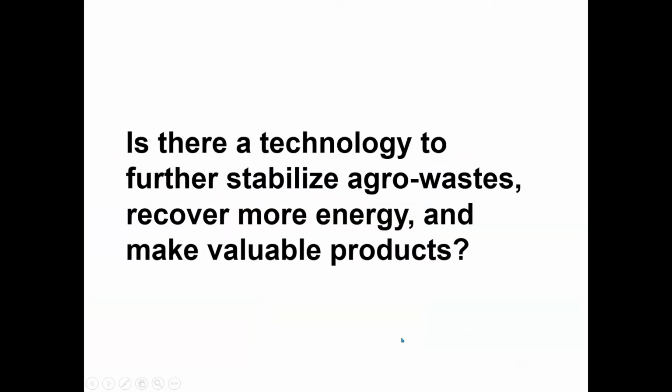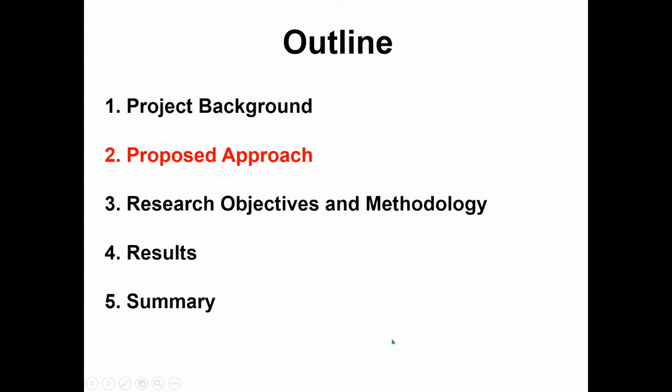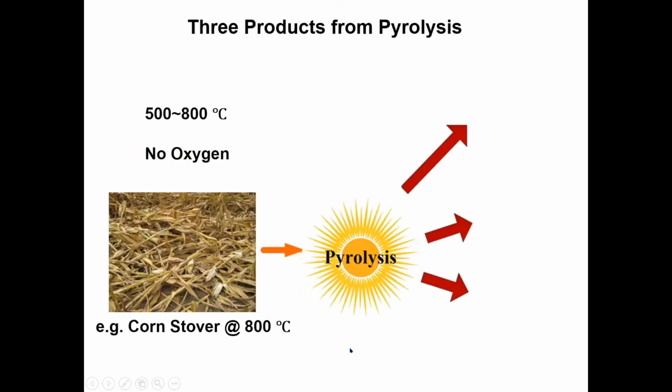So we are thinking, is there technology to further stabilize agricultural waste, and also recover more energy and make more valuable products? Maybe pyrolysis can do that. First I want to talk about conventional pyrolysis products. Pyrolysis is a process which can be dated back to thousands of years ago, like in ancient Egyptian time. Pyrolysis is a thermochemical decomposition of organic material at elevated temperatures in the absence of oxygen. So high temperature, no oxygen.